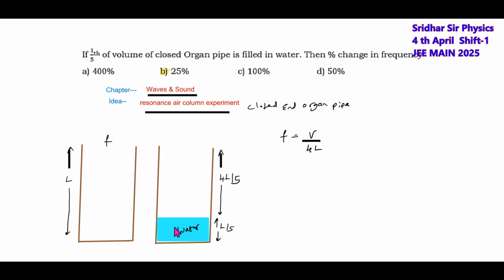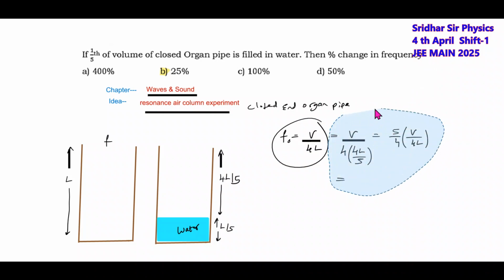Now 1/5 is filled with water. Then how much remains? 4L by 5 will be left over. So F equals V by 4L by 5, which is 5 by 4 times V by 4L. Earlier this is F naught, we'll assume that. The percentage change in frequency is asked. The new one is this one.